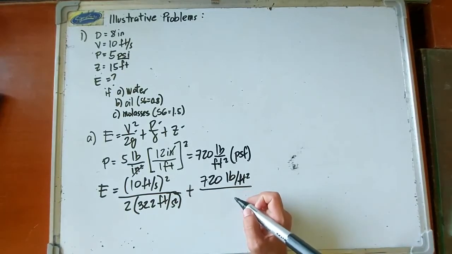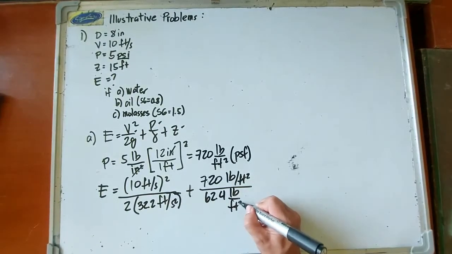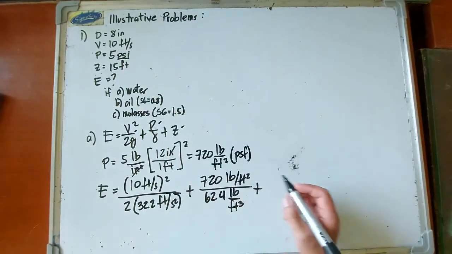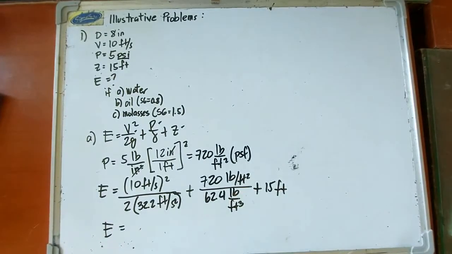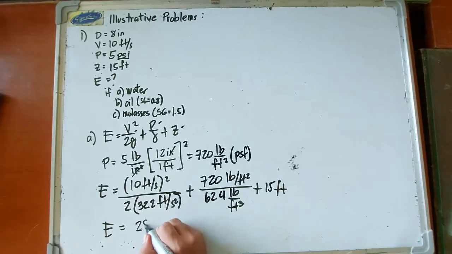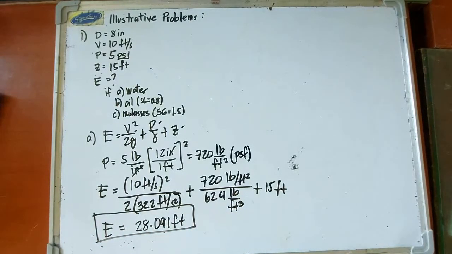divided by gamma of water in the English system. I hope you can still remember that is 62.4 pounds per cubic foot, plus the elevation head, which is 15 feet. So the total energy at that particular point in the pipe, when the liquid is water, is equivalent to 28.091 feet. So that is the energy head, total energy if the liquid is water.